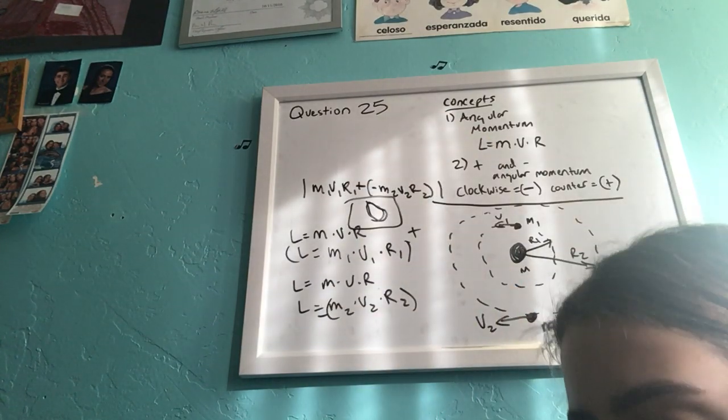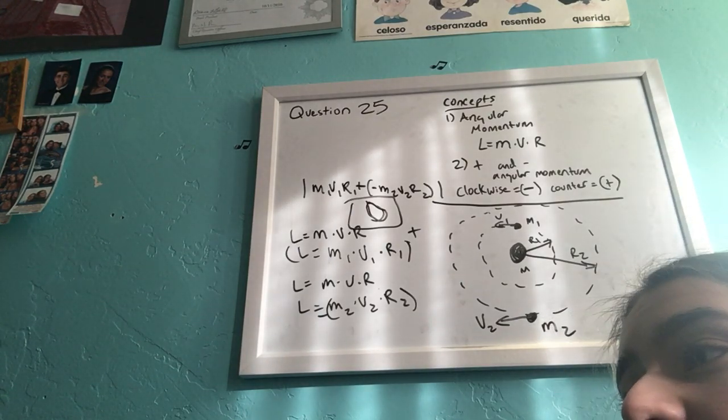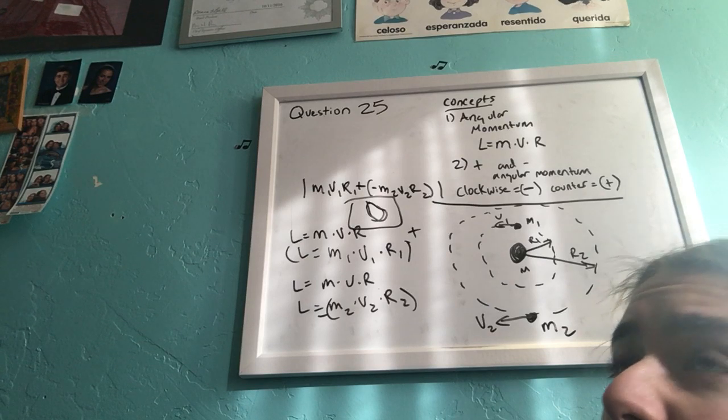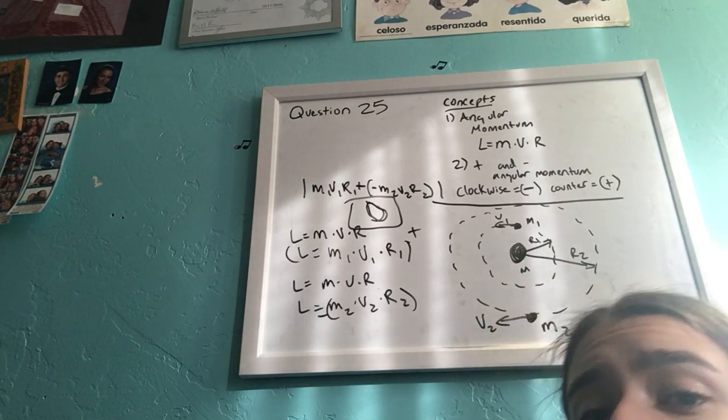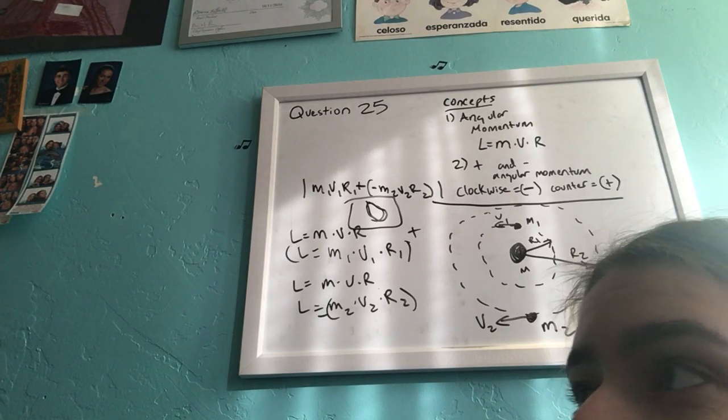Because that's the answer. So in conclusion, this problem shows important concepts of angular momentum, and specifically when an object is going counterclockwise, it will have positive angular momentum, and when it's going clockwise, it will have negative angular momentum.